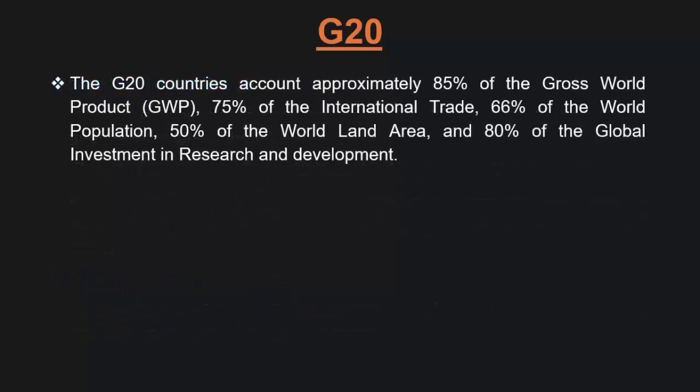Here we have to consider one important point, that the G20 countries account for approximately 85% of the gross world product, 75% of the international trade, 66% of the world population, 50% of the world land area, and 80% of the global investment in research and development.